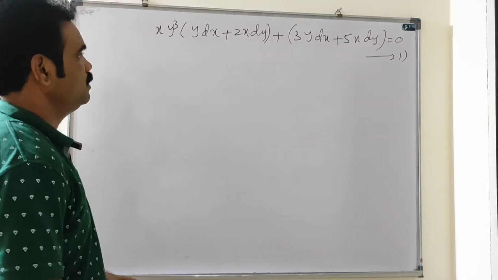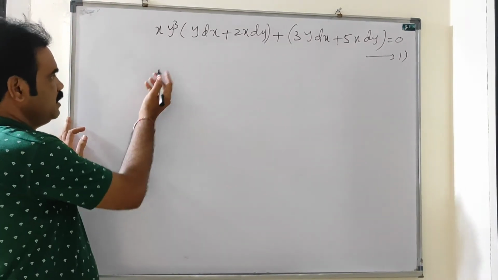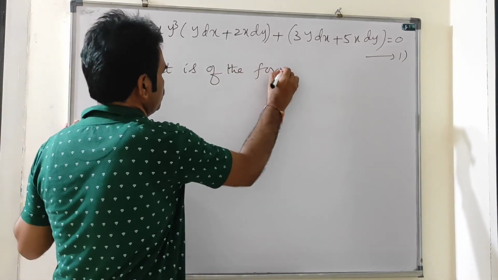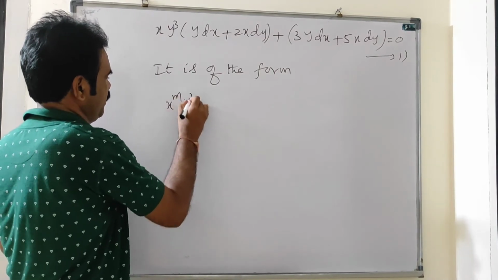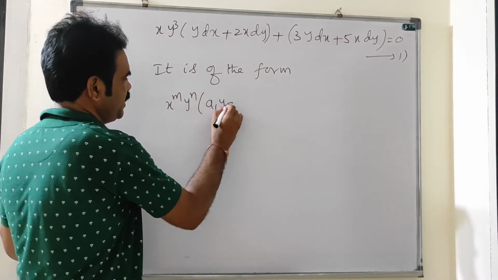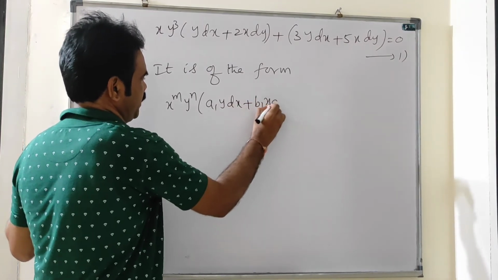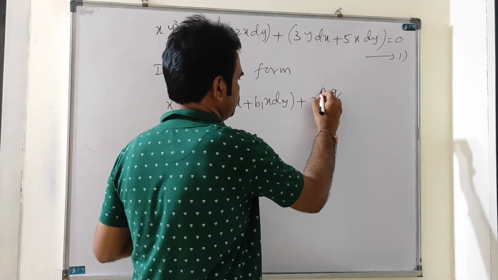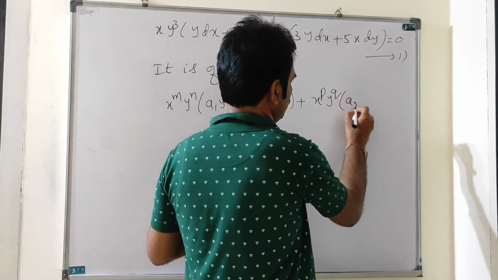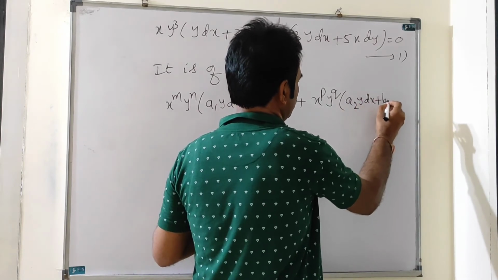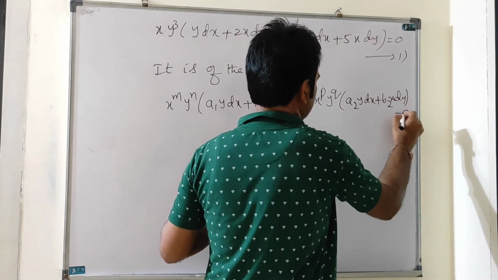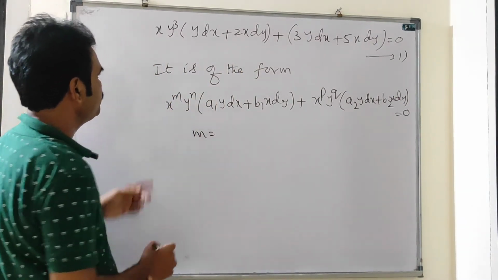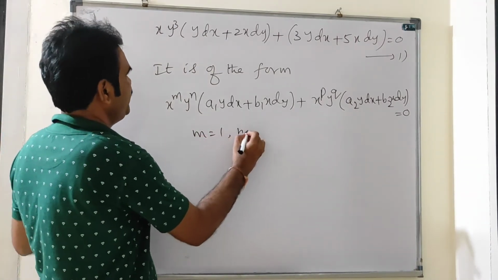This equation is not exact and it is of the form x power m y power n into (a1 y dx plus b1 x dy) plus x power p y power q into (a2 y dx plus b2 x dy) is equal to 0. Comparing with this form, we get m is 1 and n is 3.